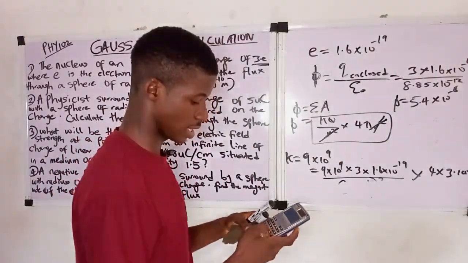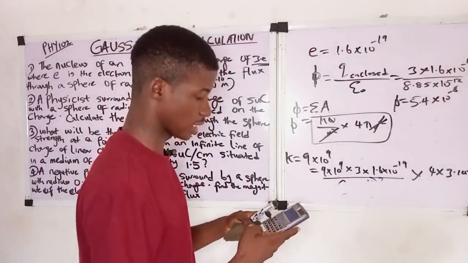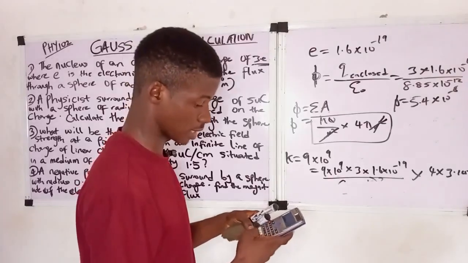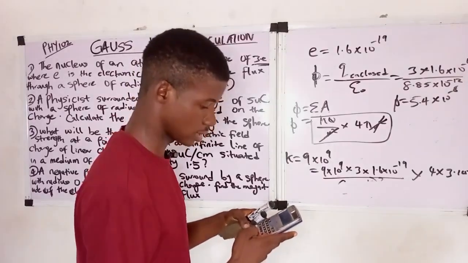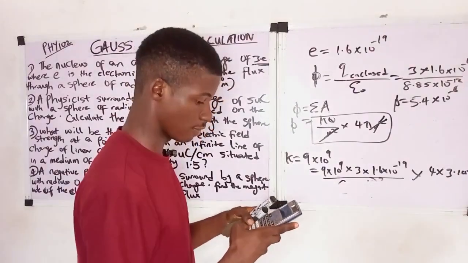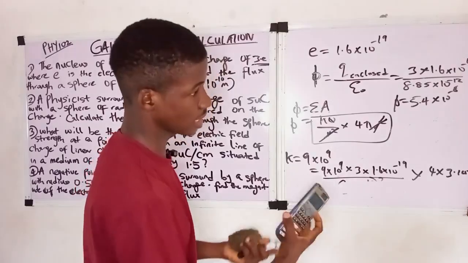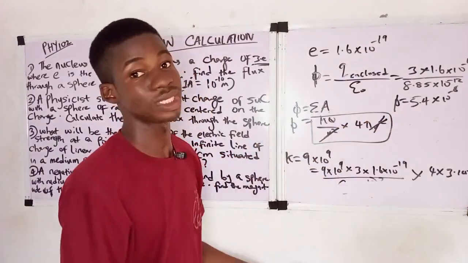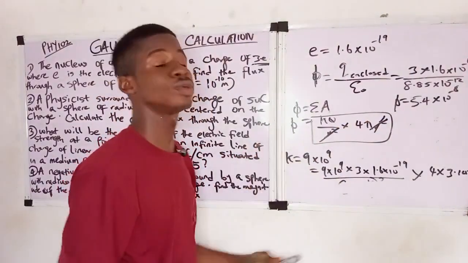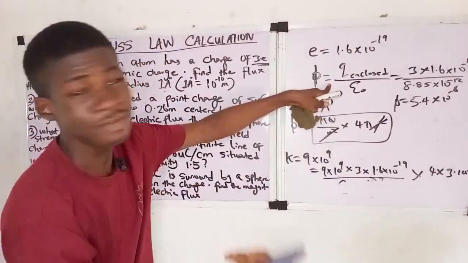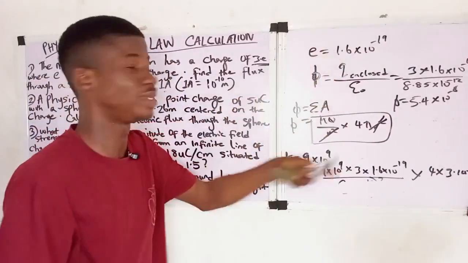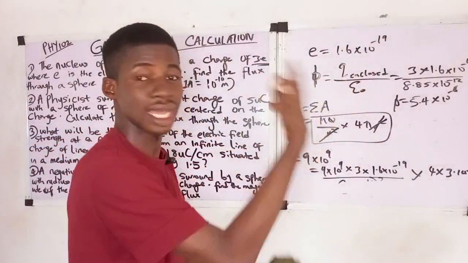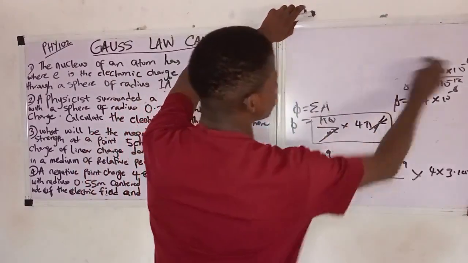9 times 10 raised to power 9, then times 3 times 1.6 times 10 raised to minus 19, then times 4 times 3.142. So our answer here is 5.4 times 10 raised to minus 8. So it's still the same thing. So what am I telling you? If you are in an exam, just use the short method. You get your answer very fast. You can either use this or use Gauss's law. So that's just it. Now let's move to the next question, question 2.